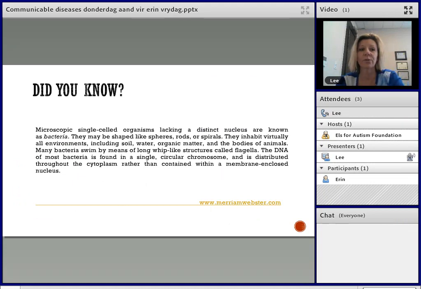So did you know that bacteria are microscopic single-celled organisms and they lack a distinct nucleus? They may be shaped like spheres, rods, or spirals. They inhabit virtually all environments, including soil, water, organic matter, and the bodies of animals. Many bacteria swim by means of a long whip-like structure called a flagellum, and the DNA of most bacteria is found in a single circular chromosome and is distributed throughout the cytoplasm rather than contained within a membrane-enclosed nucleus.